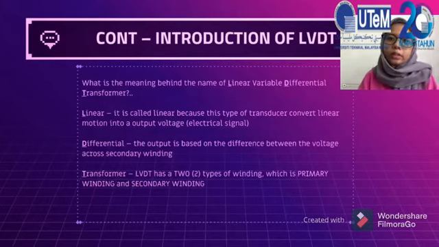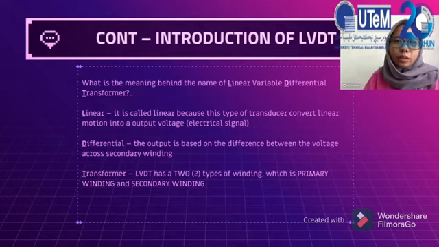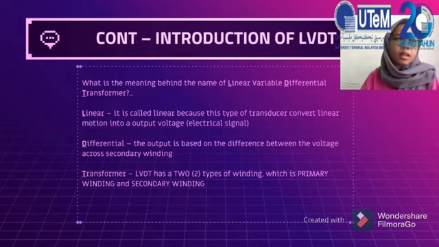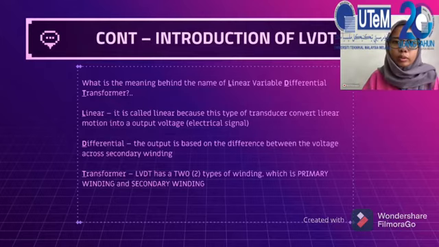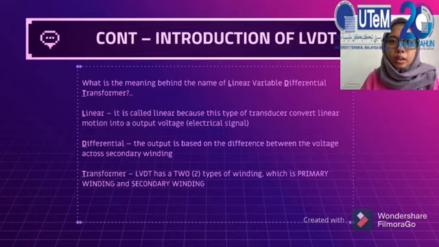The operation of LVDT is easy to understand because it is very accurate with the mean given. Okay, let me explain it one by one. Since it is called linear, as I said just now, the LVDT transducer is used to convert linear motion into an output voltage, which we can consider as an electrical signal. Then the differential is based on the difference of output voltage across the secondary winding.